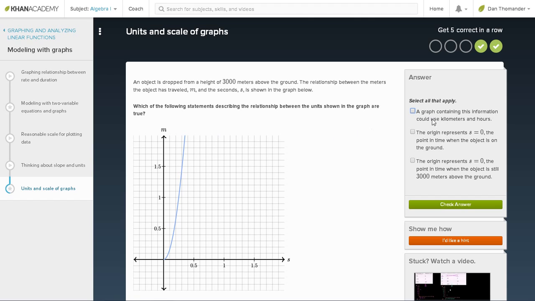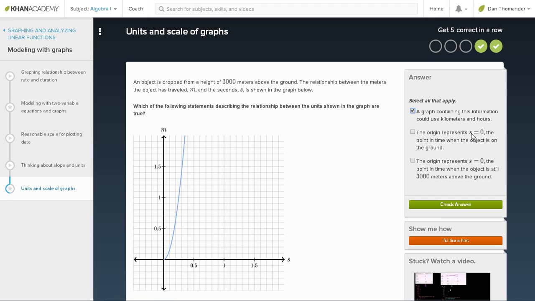A graph containing this information could use kilometers and hours. Yes, it could. It doesn't make sense to use hours because it is not going to take hours for the object to hit the ground from 3,000 meters. I hate that, because yes, you could do that, but it wouldn't make any sense to. If I was counting hours, that would be ridiculous because it's probably going to land in a matter of minutes at most. And 1,000 kilometers, that's just a bad choice. So I may be getting that wrong. We'll see.